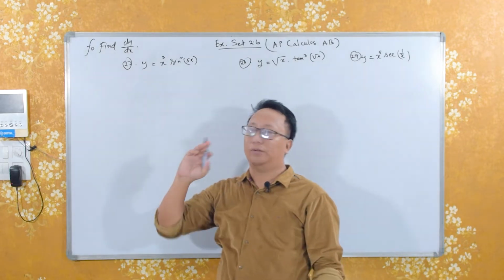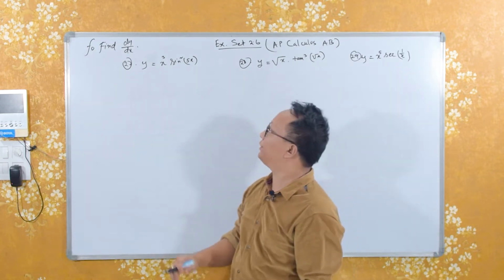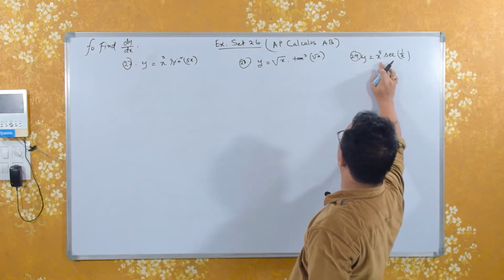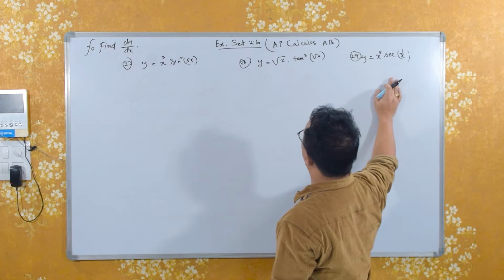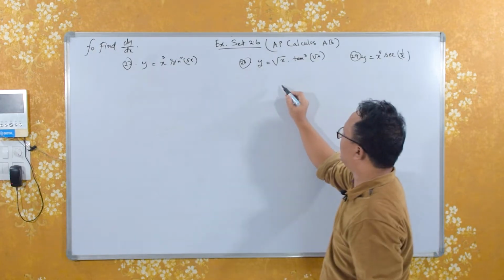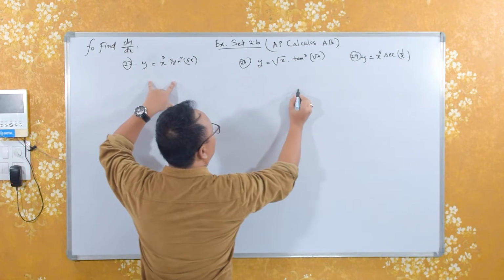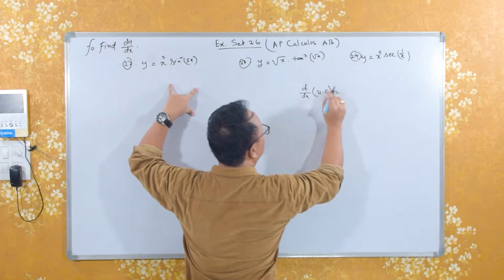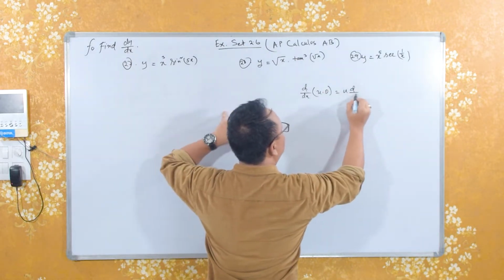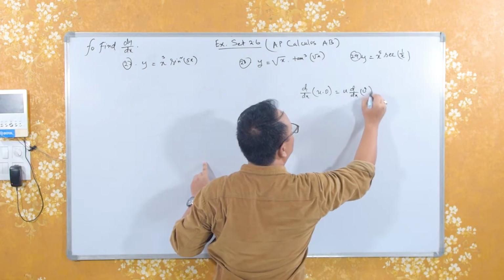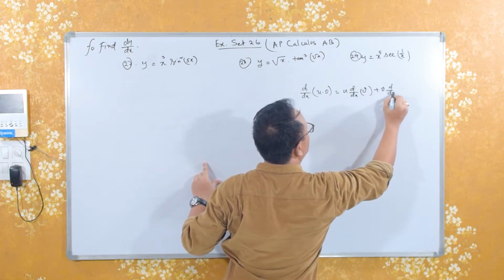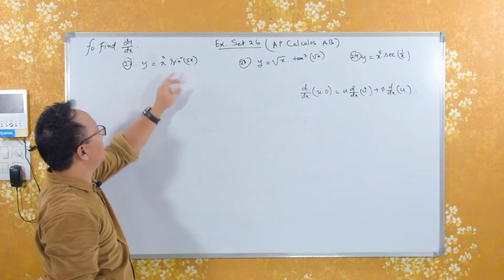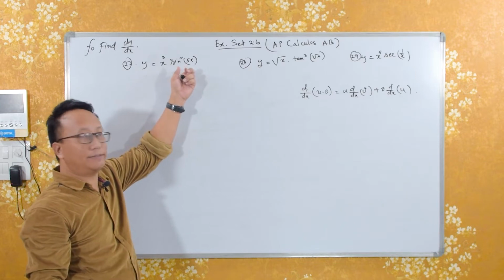Here we have to apply the u into v rule, the product rule for differentiation. All these three are one and the same. The formula for the product rule is d by dx of u into v is u d by dx of v plus v d by dx of u. You can consider any function as u or v, so let's consider this as u and this as v.